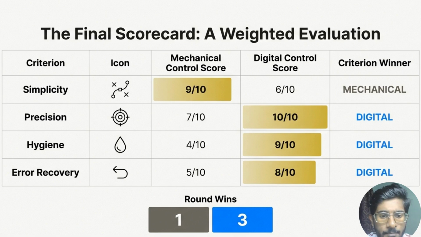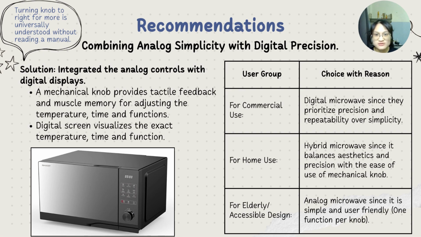Moving on to our recommendations, our core finding for the best ergonomic solution is not to choose strictly between digital or analog, but to combine them. We propose a solution that integrates analog controls with digital displays to keep the mechanical knob, which provides tactile feedback and utilizes muscle memory for quick adjustments. Besides, digital screens also visualize the exact temperature, time, and functions.